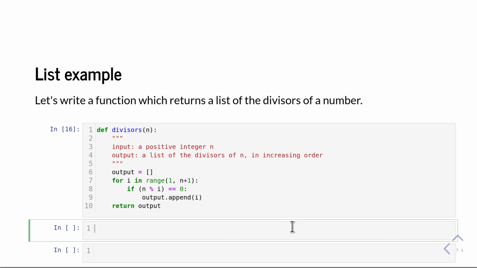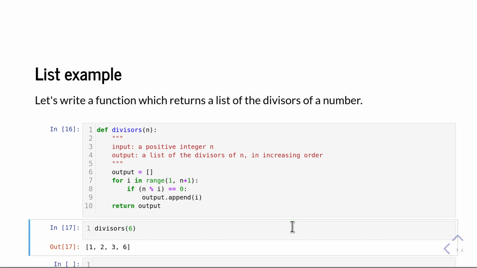And let's just try it out. So if we do divisors of 6, for example, what do we get? 1, 2, 3, and 6. That looks good. Those are the divisors of 6. So it looks like this is working. Let's do another check. Divisors of 5 are 1 and 5. So it looks like our function is working.